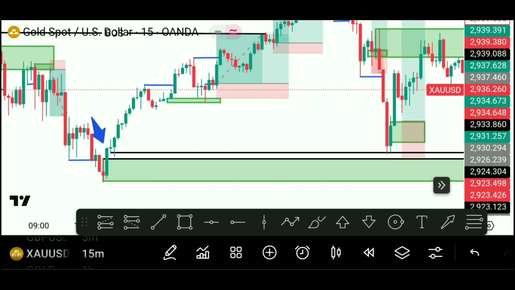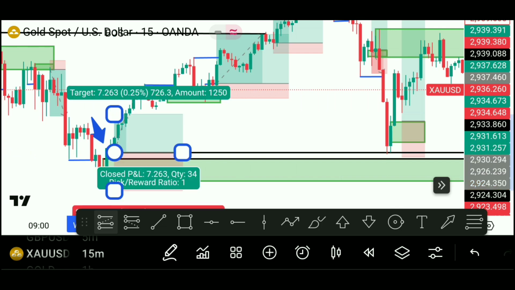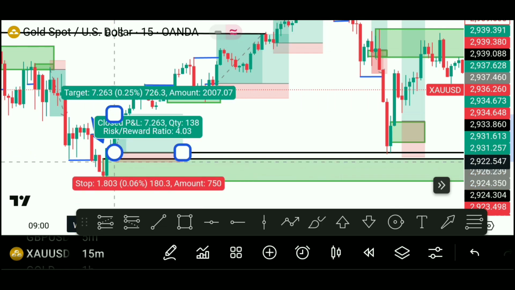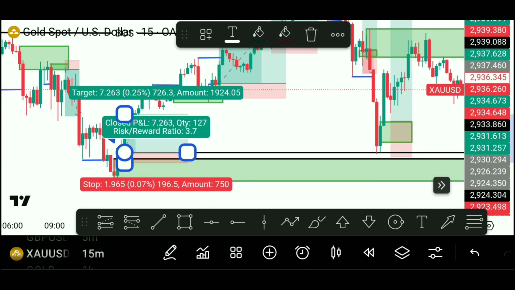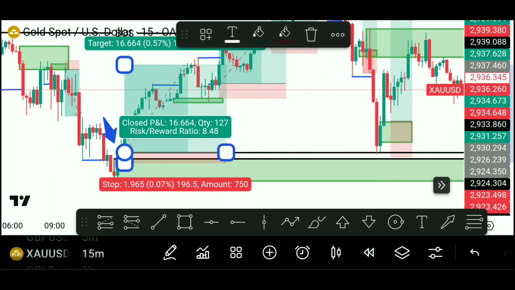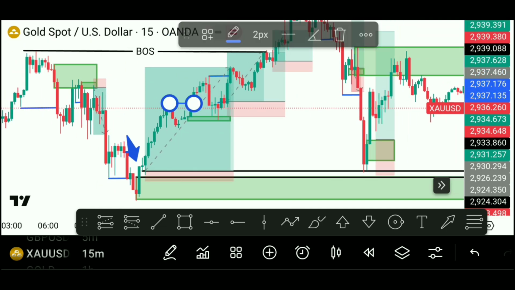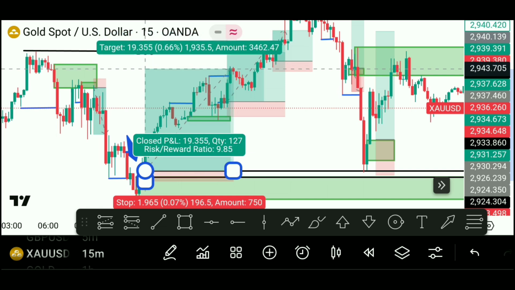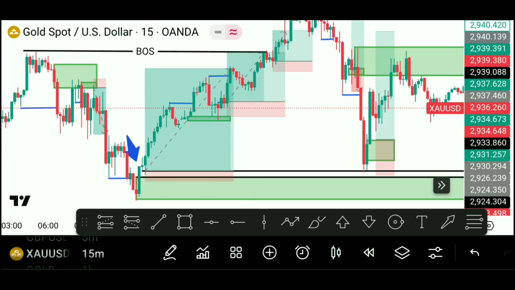What do you do when price comes back to the FVG? You set your limits, your buy limits or your sell limits, whatever you're doing. Look for confirmation, set the entry, then set your stop loss just below that fair value gap, then set your target to whatever level you want. You can see the fair value gap strategy is very good and works most of the time, like 99% of the time. You can see that's one.